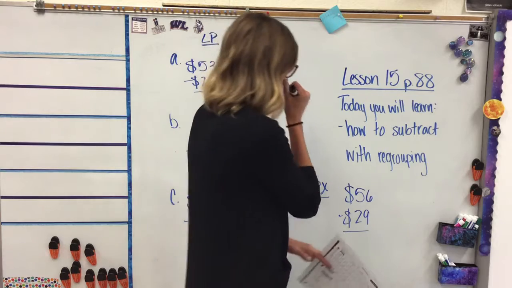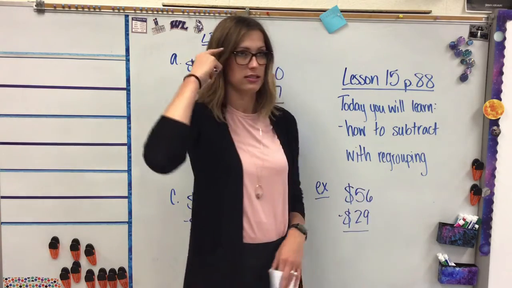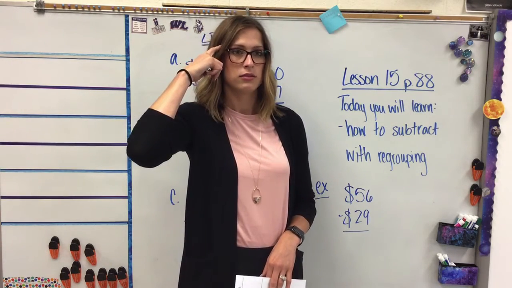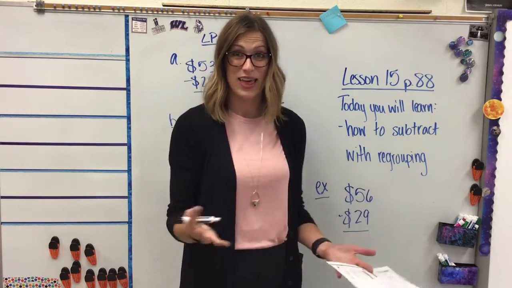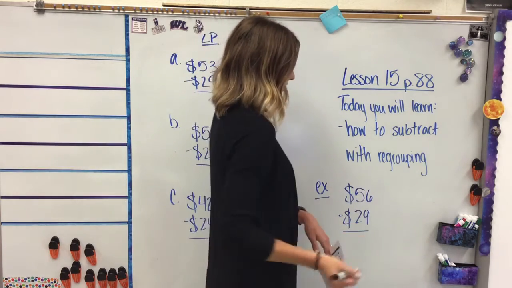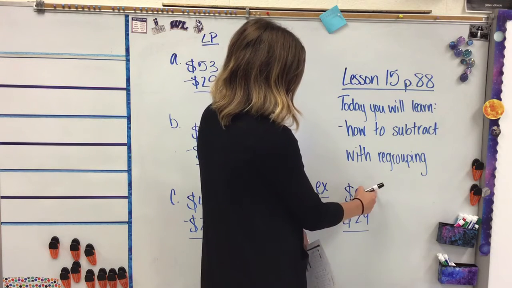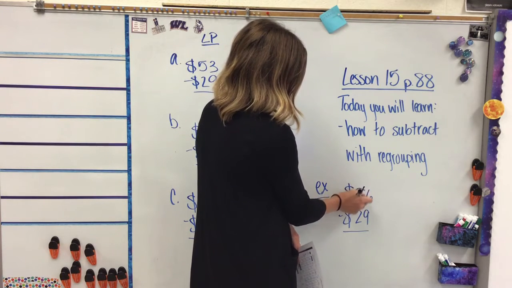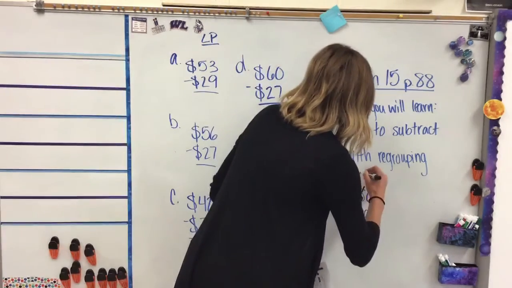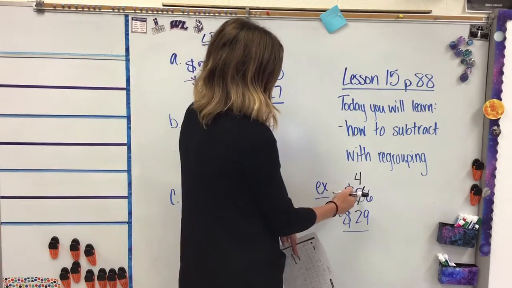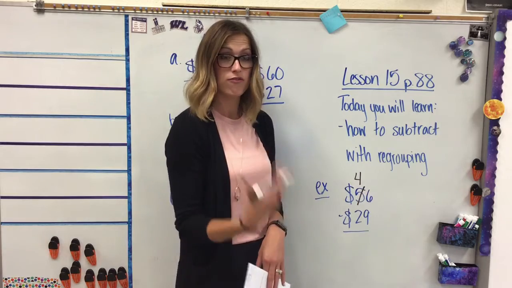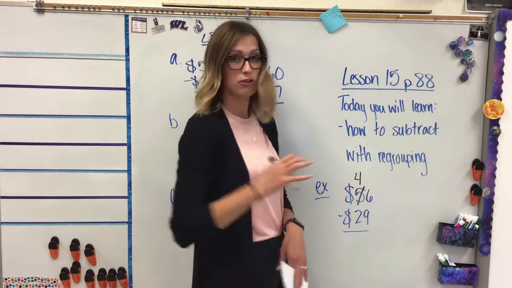All right? So 6 minus 9. Is 6 bigger than 9? No. So I can't do that. 6 minus 9, can't do that. So here's what we're going to do. We're going to take one of our 10s and move it to the ones column. So I'm going to cross out the 5. I'm going to make it a 4. And then, remember this 5 is worth 50. So I made it a 4, so now it's worth 40.